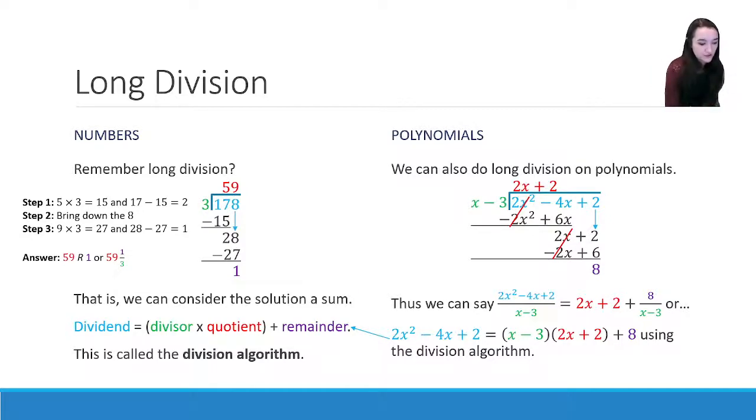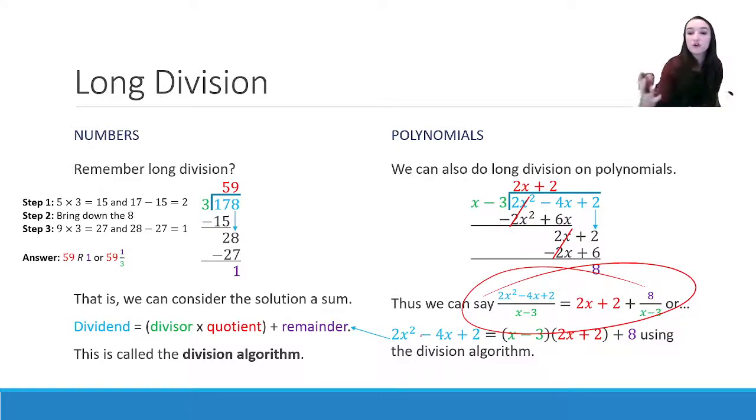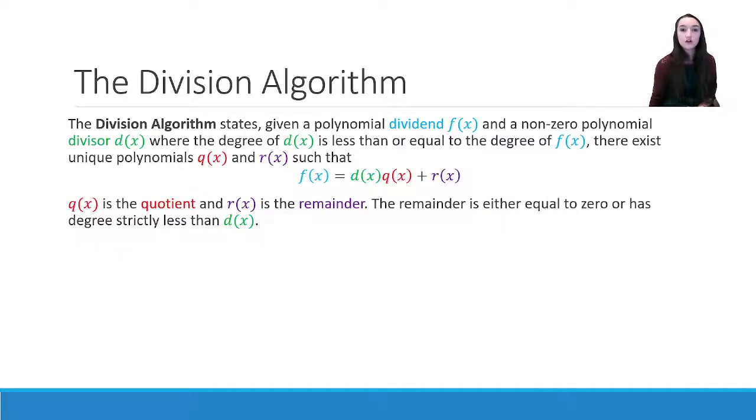The only difference is that if I multiply both sides of this equation by x minus 3, it would end up being the division algorithm. So it is saying the same thing. It's just a different way of presenting it. So what is the division algorithm more formally, though?